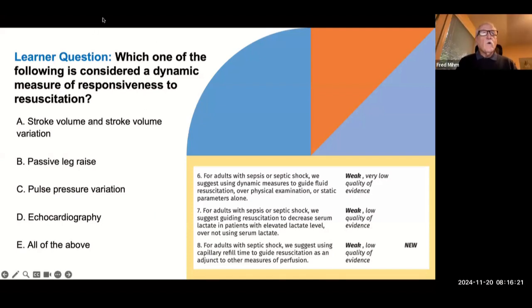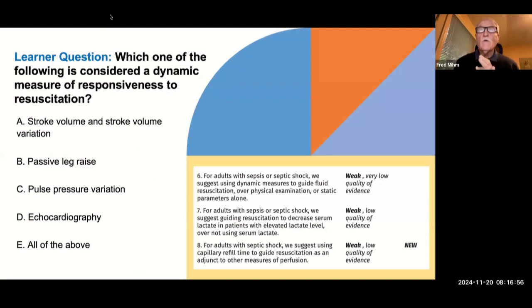Right. Also, I think passive leg raise is a great maneuver that can be used anywhere, but realize that the volume the patient gets with a passive leg raise can be dramatically reduced if they're very hypovolemic, because there's less blood volume in their legs too. So it's a smaller incremental volume the patient gets with that leg raise, but it's still something that can easily be done.